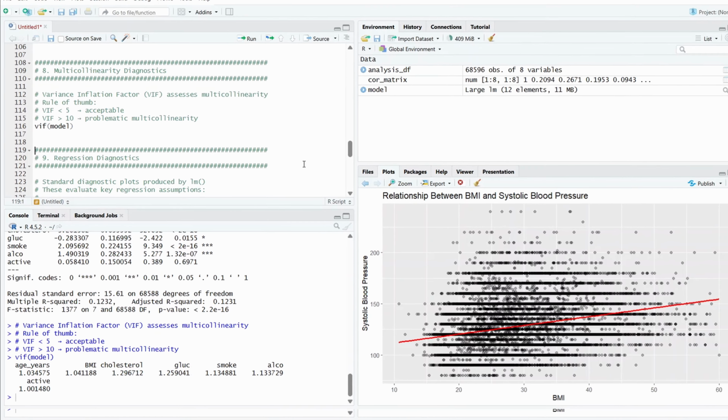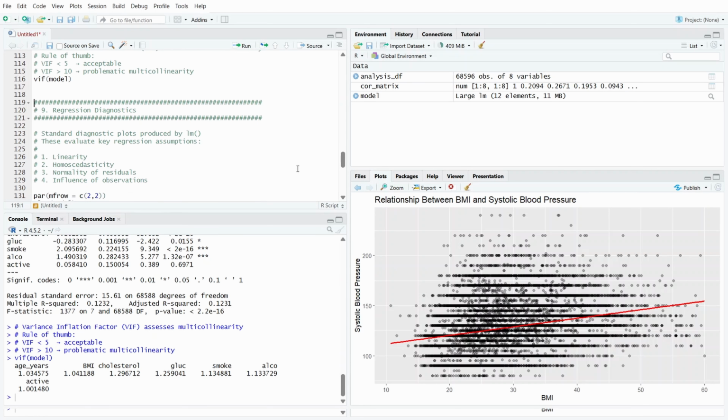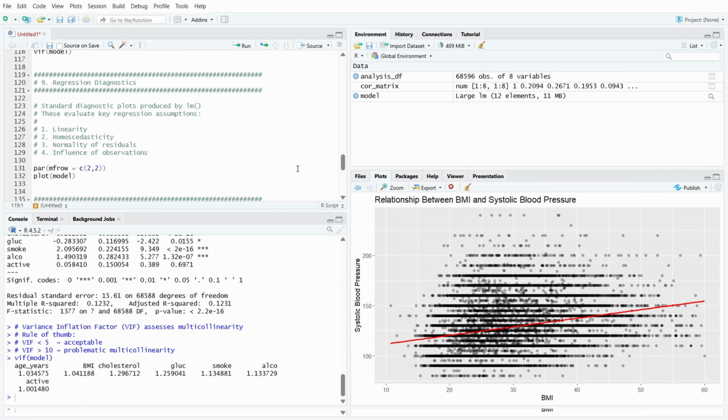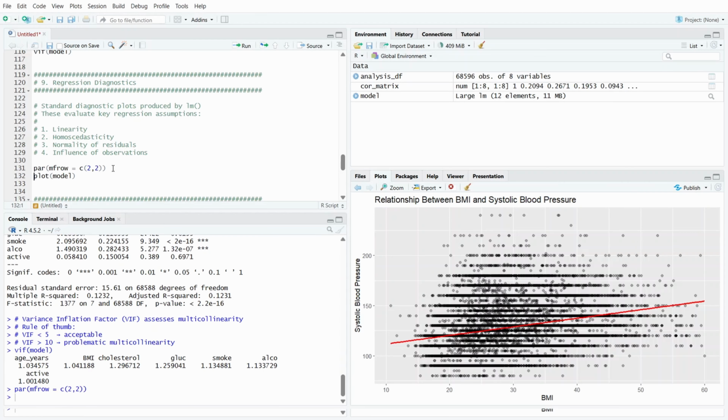We then generate the standard regression diagnostic plots using the plot function. These plots allow us to visually check several key assumptions of linear regression: linearity between predictors and the outcome, constant variance of residuals, normal distribution of residuals, and the presence of influential observations. Ensuring that these assumptions are reasonably satisfied improves the reliability of our model.